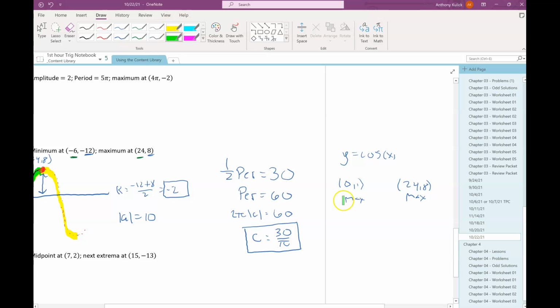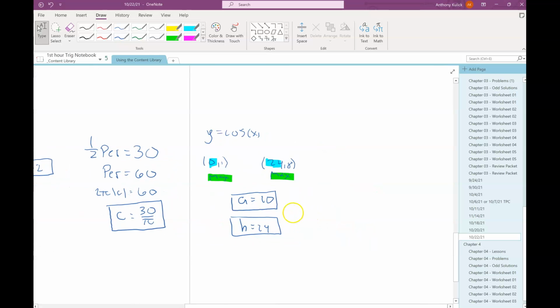And because each of these points is a maximum, what does that tell you about the value for A? It's positive. If we had selected the minimum instead, then A would need to be negative. And because the x-coordinate from our parent function is 0, what can we say about H? That it's going to be the x-coordinate from our transformed function, so 24. And that's everything we need.